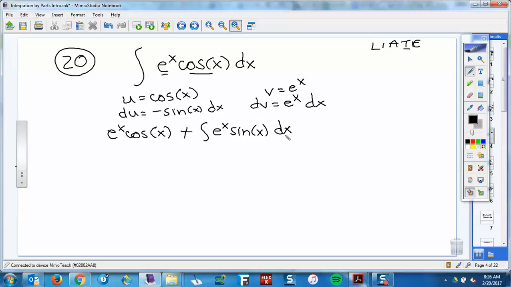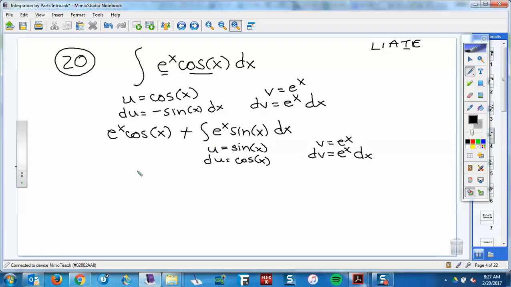Max is already kind of seeing what's happening, so all of a sudden you get this. And how do you do that? Do the same thing, but it feels like you're just going to go back to cosine, flipping back and forth. Yes, that's true, but we're not going to do it forever, because watch how we do this. So let's do that again. Let u equal sine x this time. Pick the trig. The dv will equal what's left, which is e to the x dx. The du is cosine x dx. The v is e to the x.